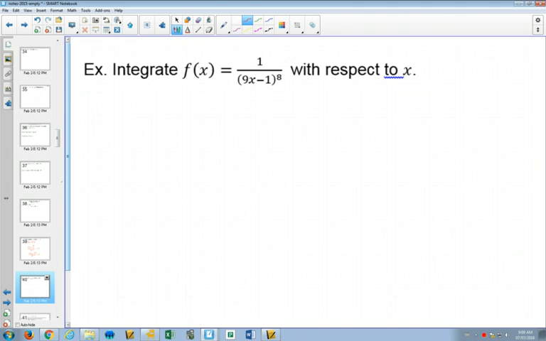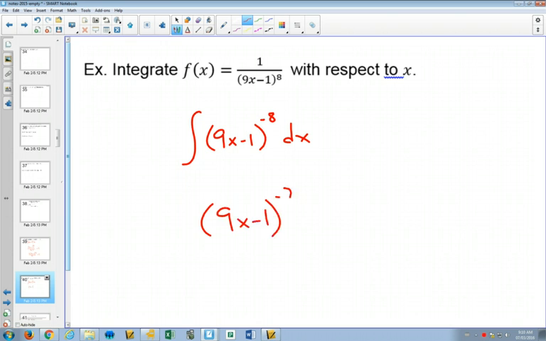Here's another one for you to try. Again, noticing that you can change this into a power rule form is the key starting point. Add 1 to the exponent, divide by that, also divide by the 9, plus c.